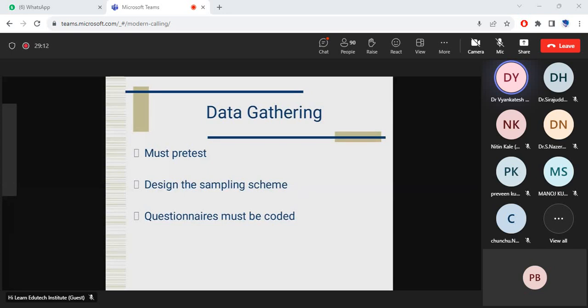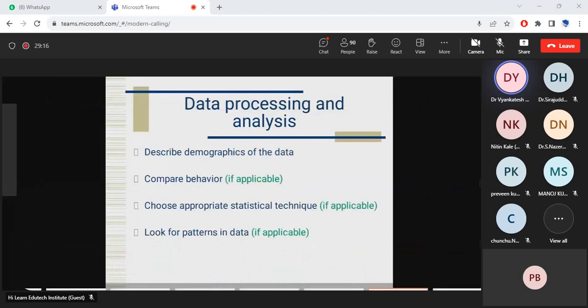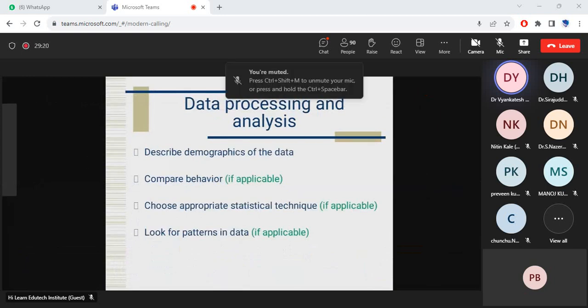Next, data processing and analysis, definitely. Whatever data you have gathered and collected must be processed and analyzed for the next step of investigation in your Ph.D. or MPhil, or whatever your major or minor project is.